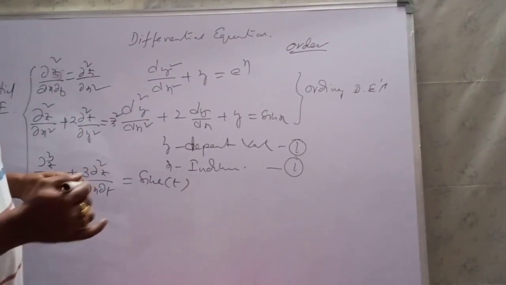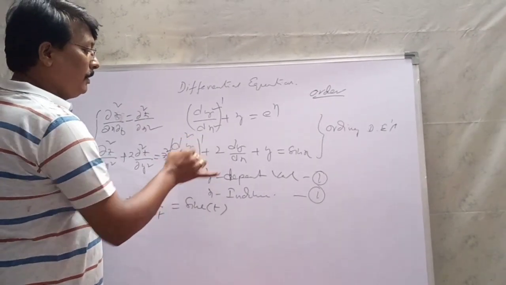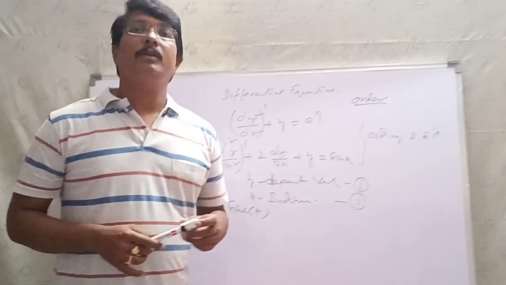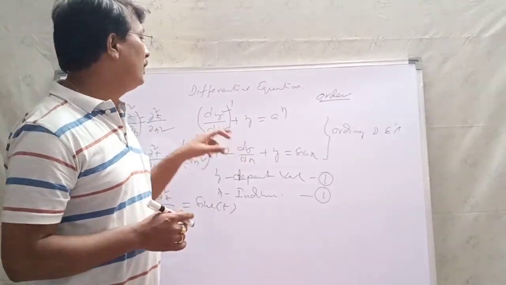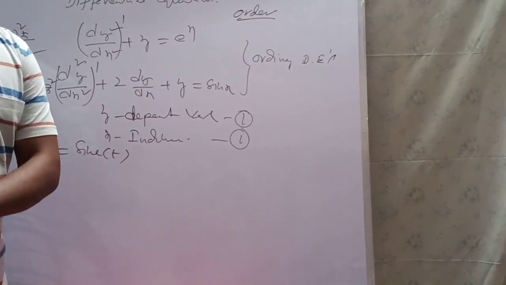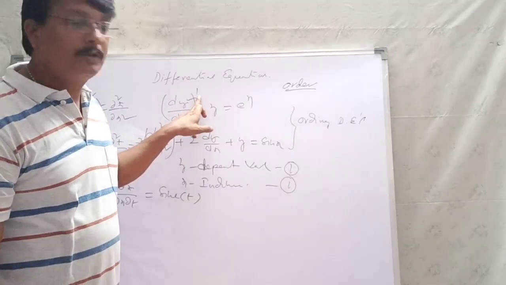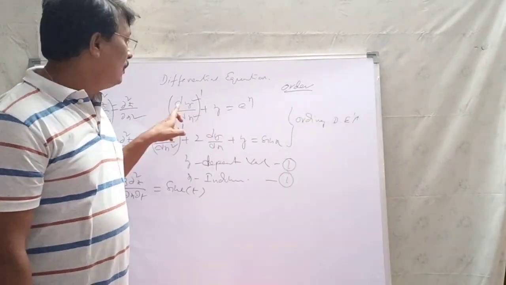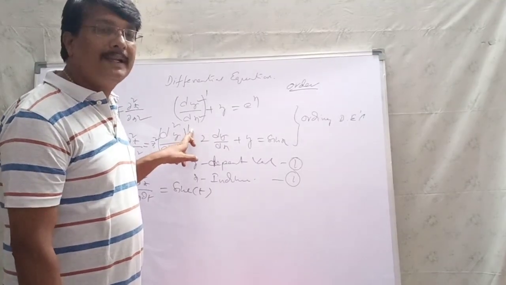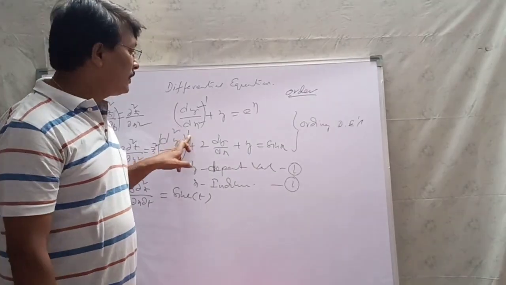Okay, so again you observe the power of the highest derivative is 1. The power of the highest derivative is nothing but called the degree. So here the degree is 1. So this differential equation is a first order first degree differential equation. This one is a second order first degree differential equation.